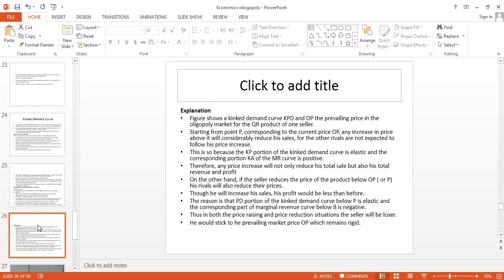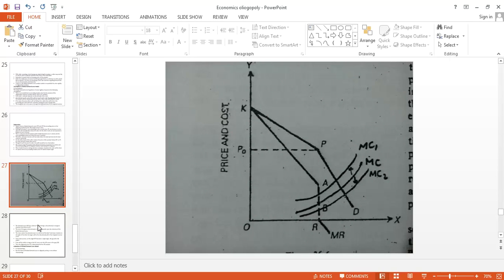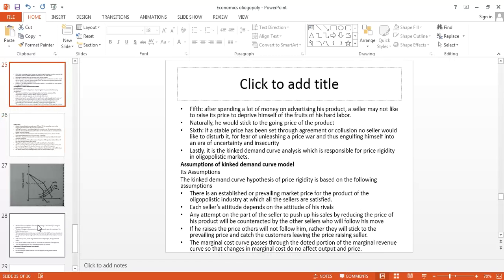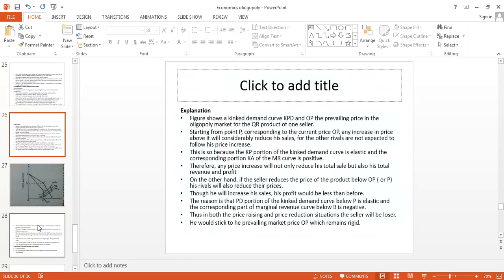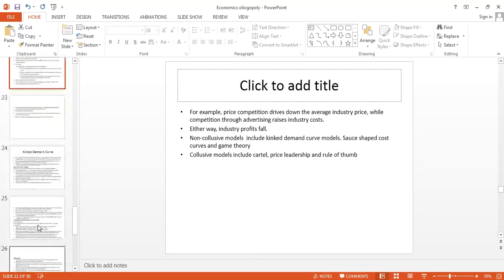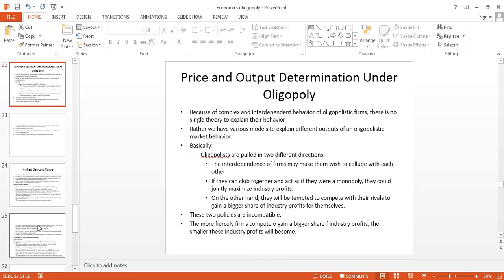So of course, let's look at this, the picture of the kinked demand curve and the marginal cost curve. Please do keep in mind the final assumption: the marginal cost curve passes through the lower part. Okay, the marginal cost curve passes through the vertical part of the marginal revenue curve. Okay, so these are some of the assumptions under which the kinked demand curve is drawn, and the kinked demand curve is the first explanation in the competitive model, the non-collusive model.